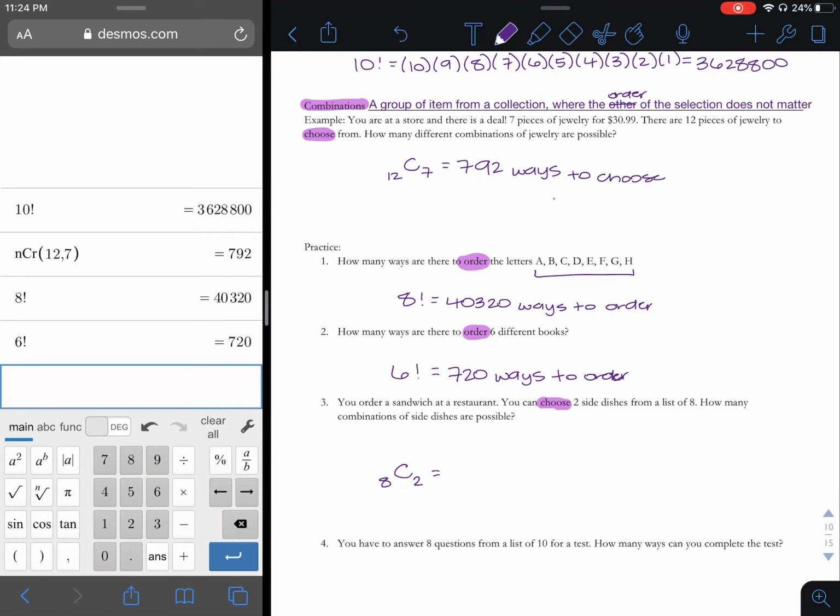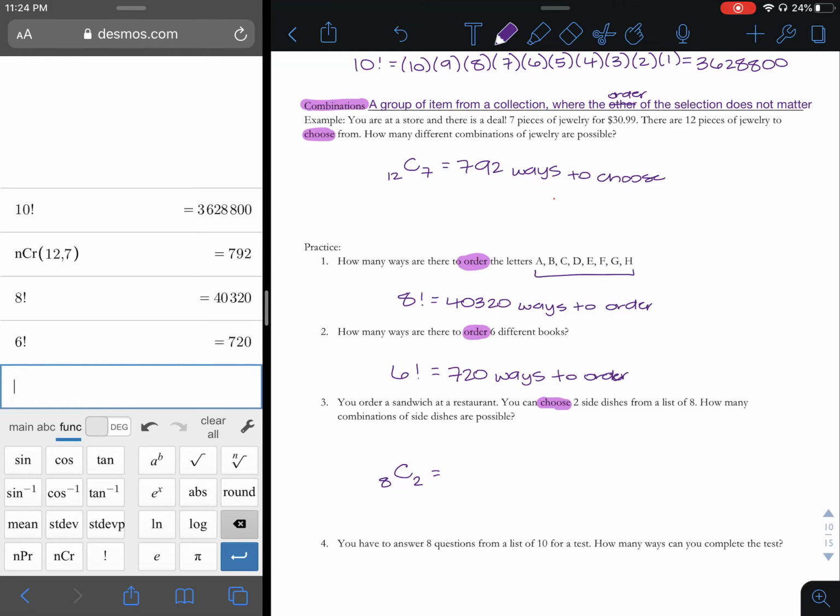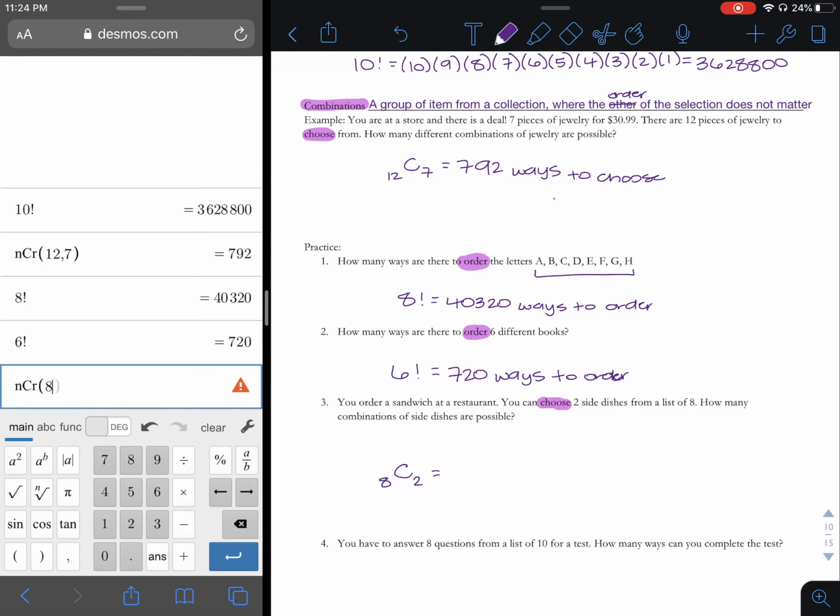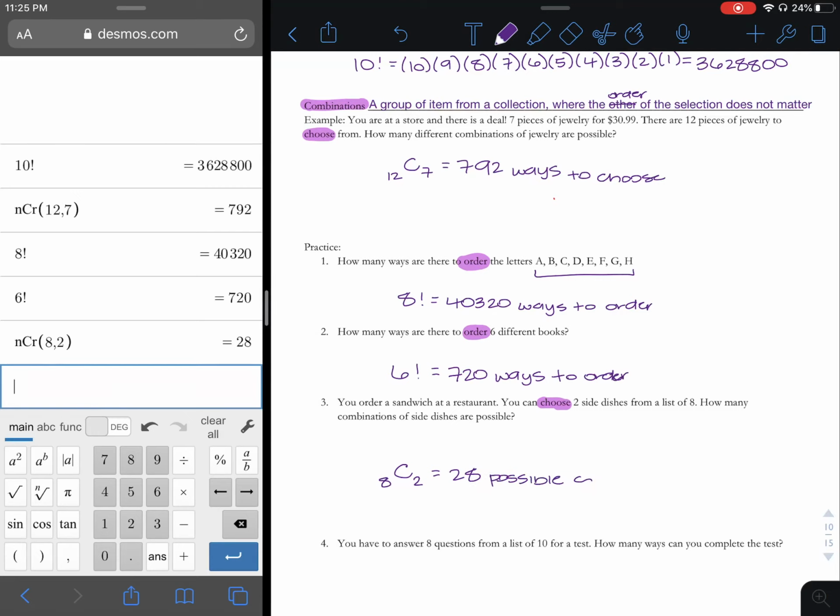I'm going to start with my functions, go to that nCr, go back to my main screen, 8, comma, 2, close my parentheses, press enter. I have 28 possible combinations. 28 possible combos.